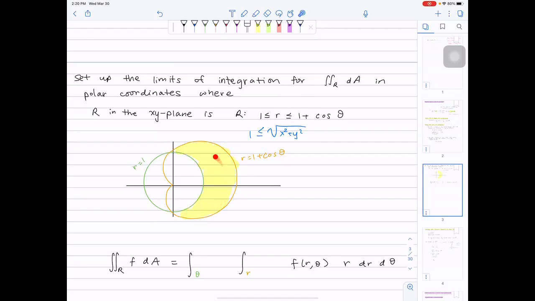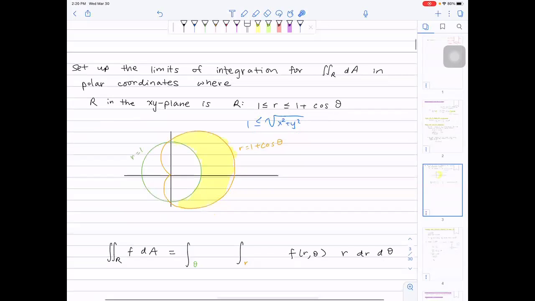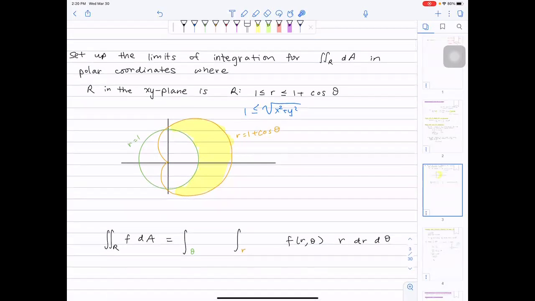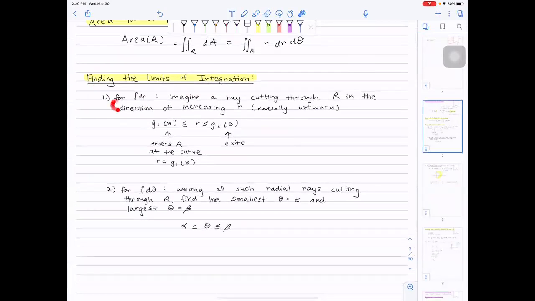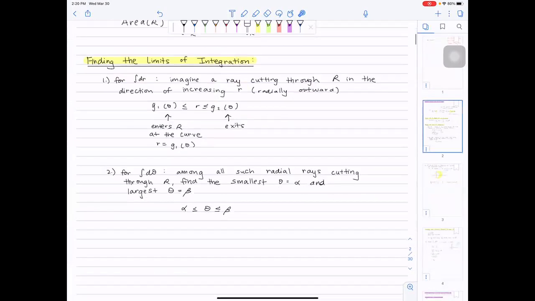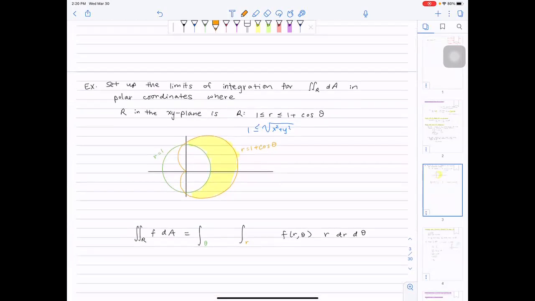So this is your region, which is highlighted here. For your bounds, this is in the XY plane, first look at your r bounds. In my steps for finding the limits, the first step is to imagine a ray cutting through your region in the direction of increasing r, meaning radially outward. So you always start inside and draw a line radially outward. Your curve enters at this green point, that is r equals 1, and it exits at this curve, which is the 1 plus cosine theta curve.